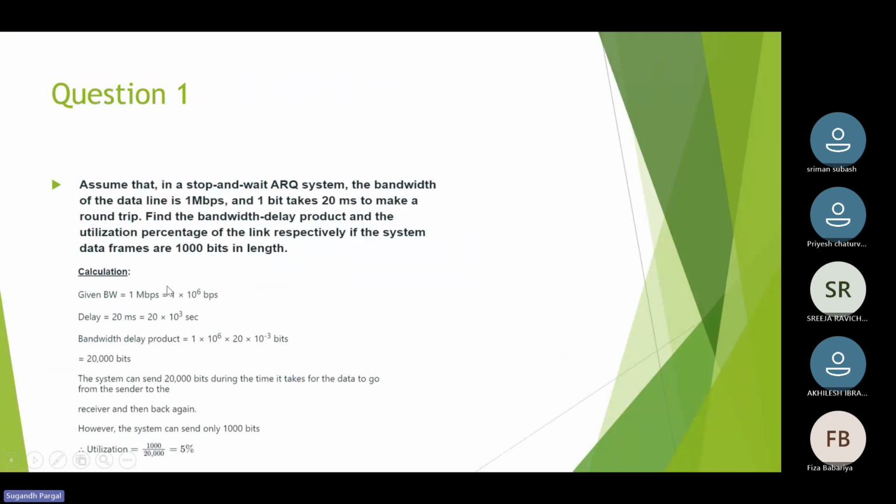Okay, so the solution is that the bandwidth is 1 Mbps, that is 1 times 10 to the power 6 bits per second. The delay, as mentioned, is that one bit takes 20 milliseconds to make a round trip, that is 20 times 10 to the power minus 3 seconds. So the bandwidth delay product will be bandwidth times delay, that is 20,000 bits. So the system can send 20,000 bits during the time it takes for the data to go from the sender to the receiver and back again. However, the system can send only 1,000 bits, as the data frames are 1,000 bits in length. So the utilization is 1,000 divided by 20,000, that is 5%.